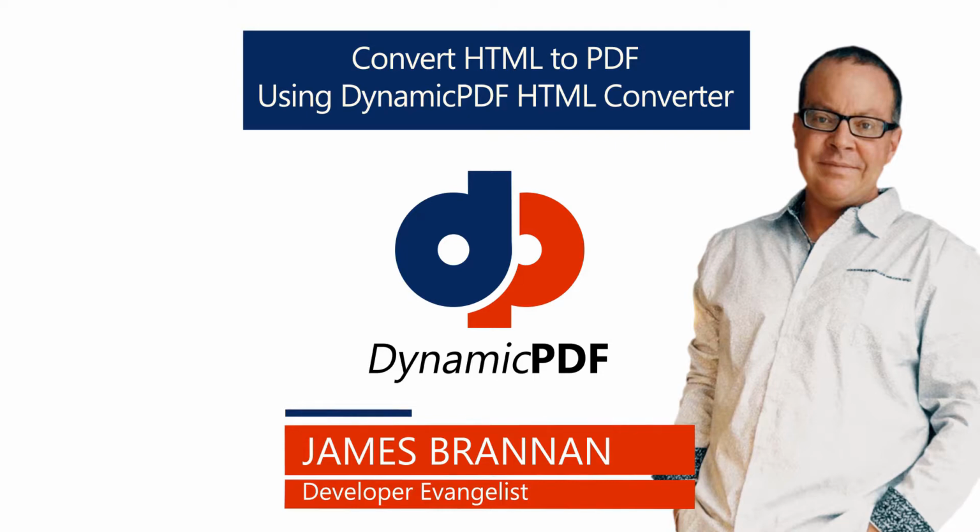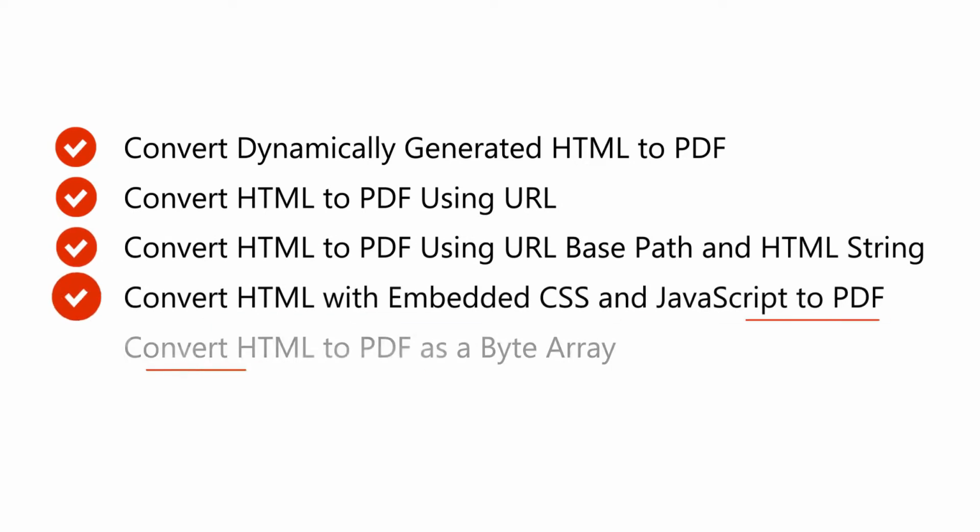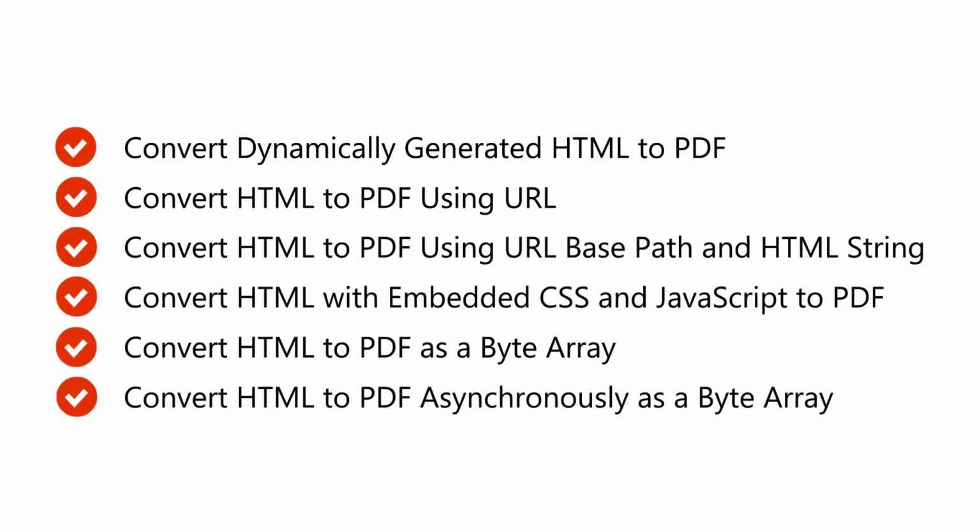It allows quickly converting HTML to PDF, support for the latest HTML, CSS, and JavaScript, working with files, byte arrays, and URLs, adding custom headers and footers to a document, and finally, DynamicPDF HTML Converter supports the .NET Framework and .NET Core. In this tutorial, we illustrate DynamicPDF HTML Converter's powerful features by performing the following tasks.